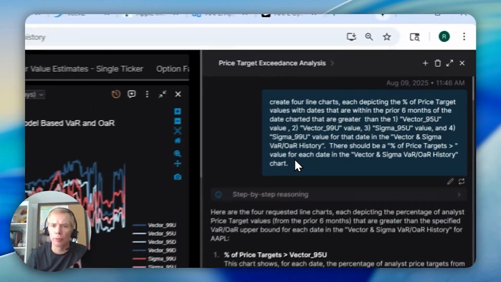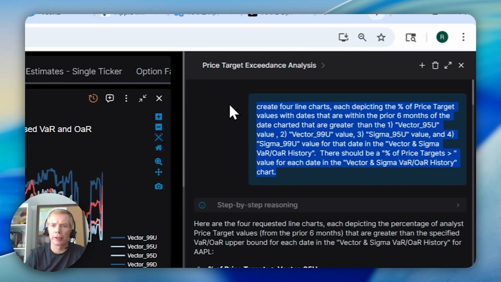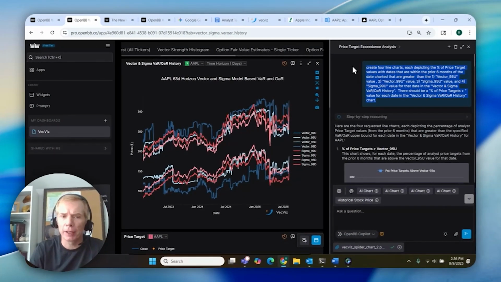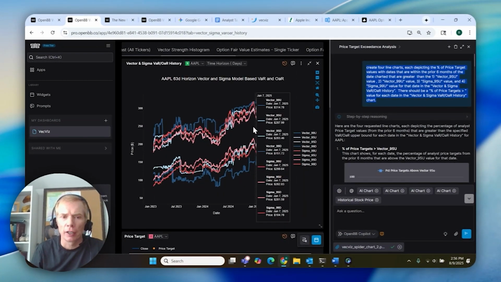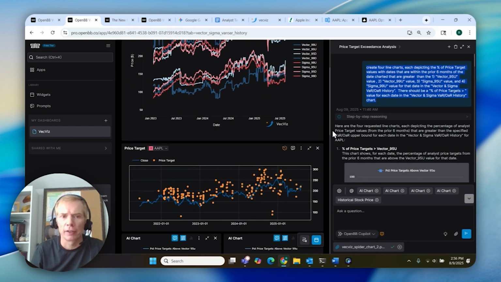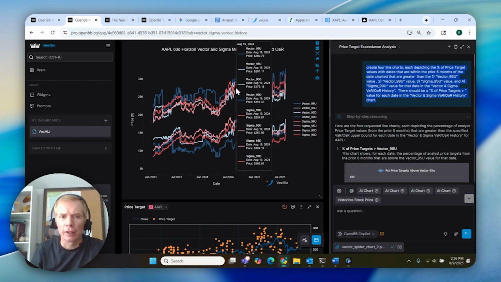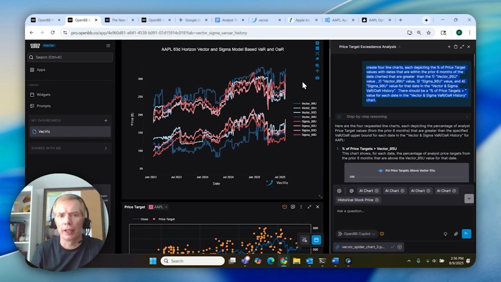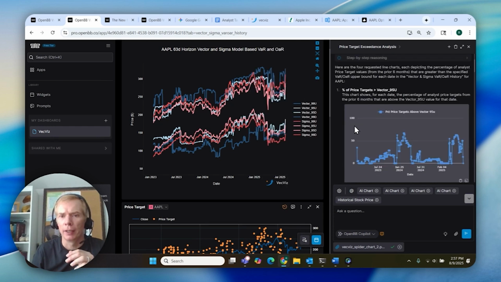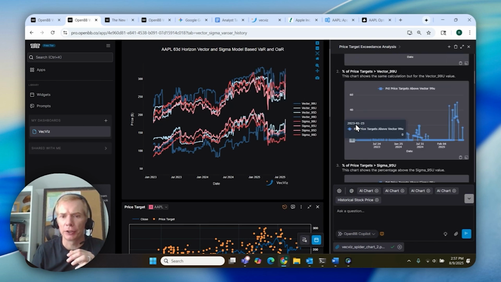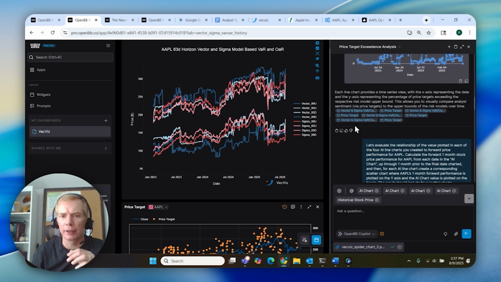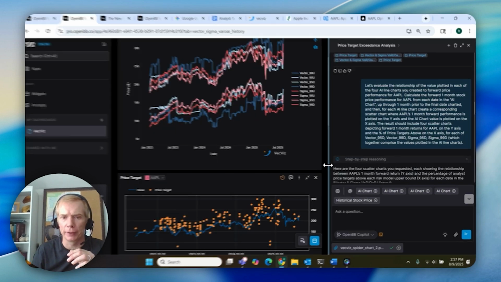And we asked the OpenBB Copilot to create 4 line charts, each depicting the percentage of these price targets that are above the upside price probability levels in this chart. And it did it no problem. Generated these charts and we made them into widgets, and let's just scroll down to take a closer look.